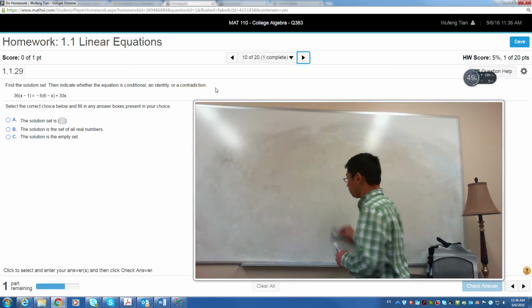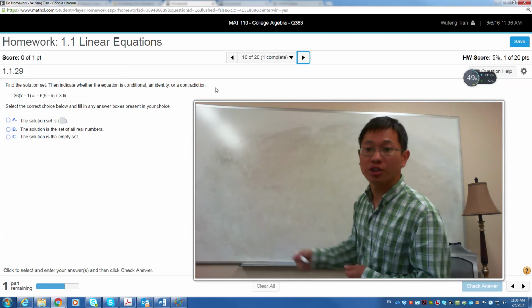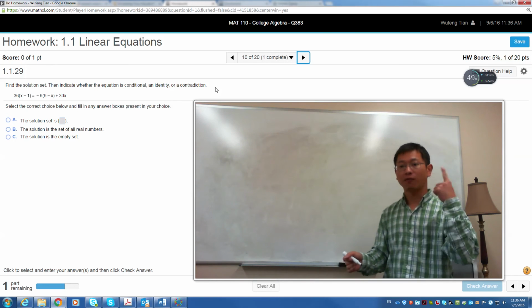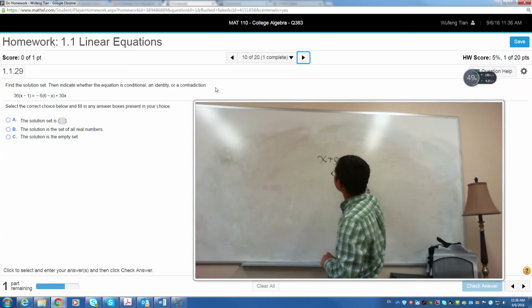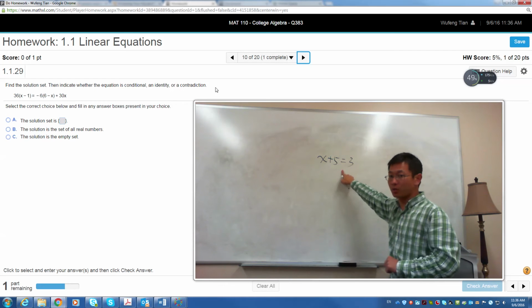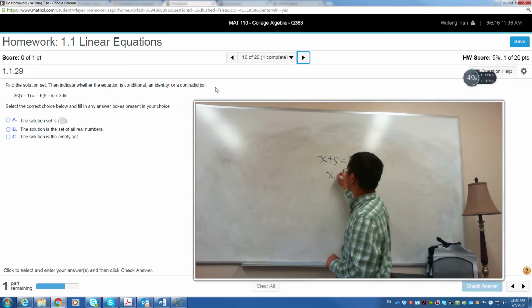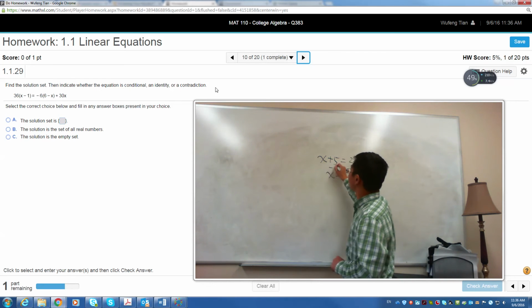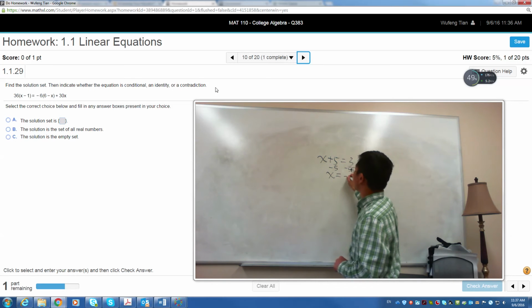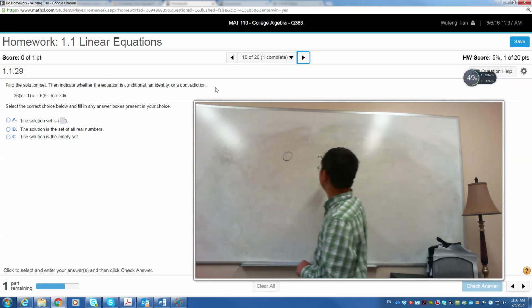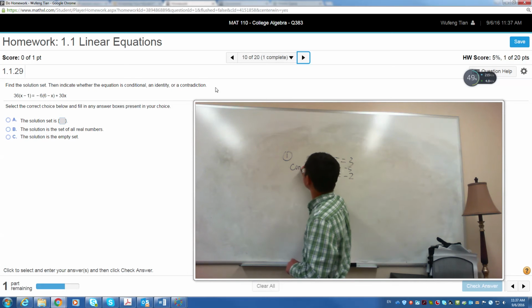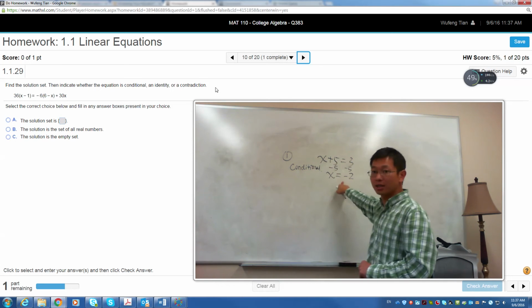So what is conditional? Conditional means it will have one solution. Okay, for example, x plus 5 equals 3. You can solve this equation. So you get x equals, subtract the 5 from both sides, you get negative 2. Okay, this is conditional because it has one solution. If it has one solution, it's conditional.